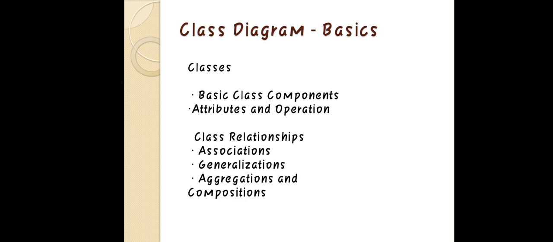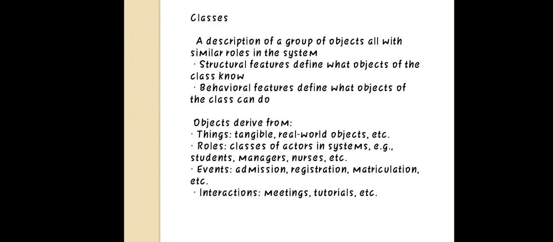Class diagram basics. Classes: basic class components, attributes and operations. Class relationships: association, generalization, aggregation and composition. A class is a description of a group of objects all with similar roles in the system. Structural features define what objects of the class know. Behavioral features define what objects of the class can do.